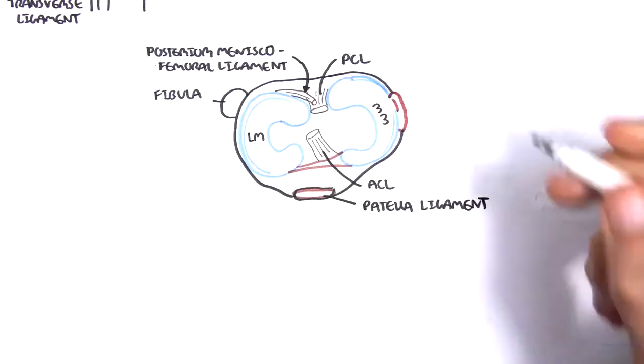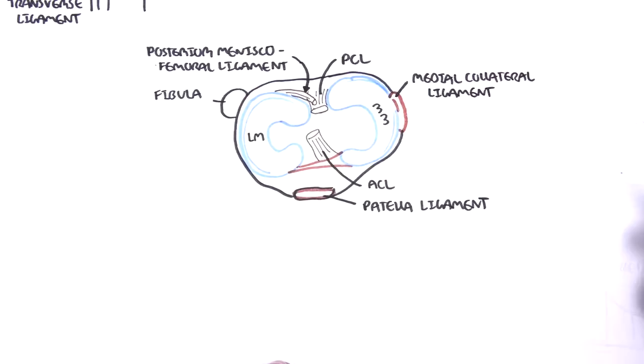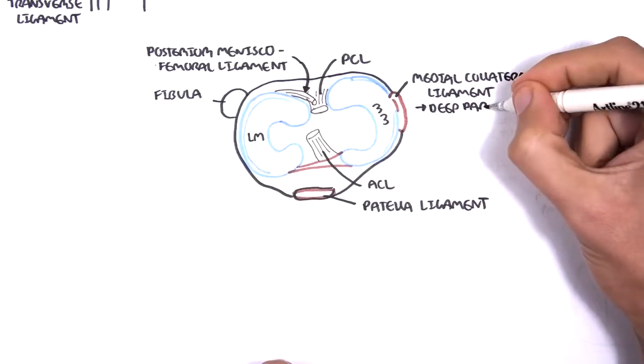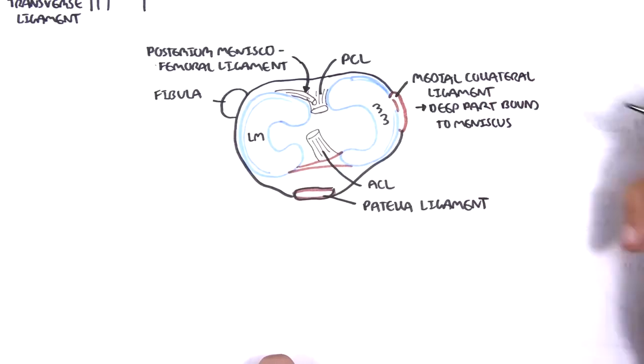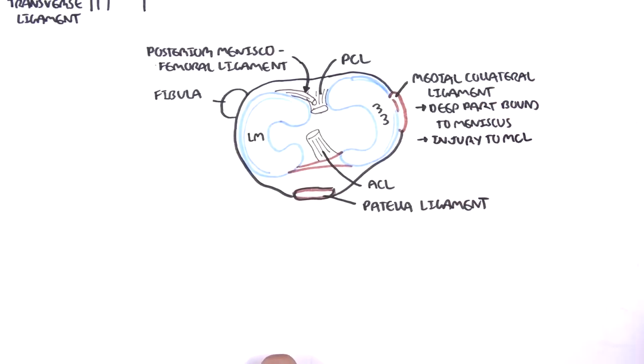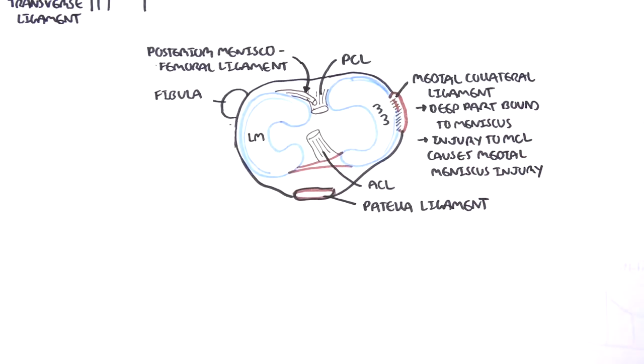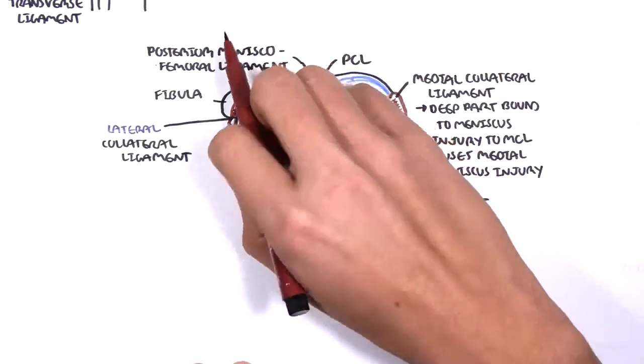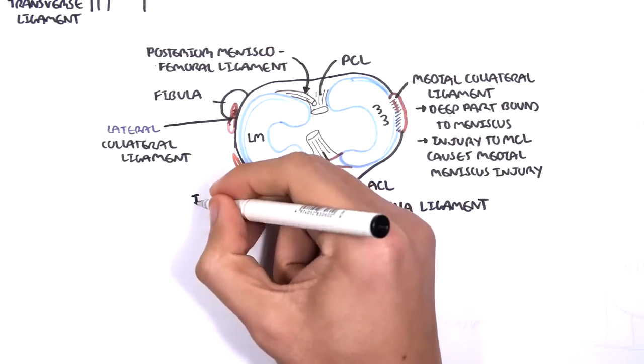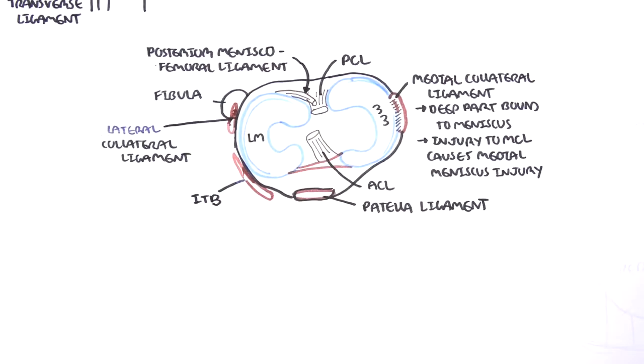The medial collateral ligament is quite important because it has a deep and superficial layer. The deep part of the medial collateral ligament joins with the medial meniscus. This means that injury to the medial collateral ligament can cause medial meniscal injury as well. The lateral collateral ligament here joins to the head of the fibula. Finally, another important fascia that runs down and joins to the anterior lateral part of the tibia is the iliotibial band.